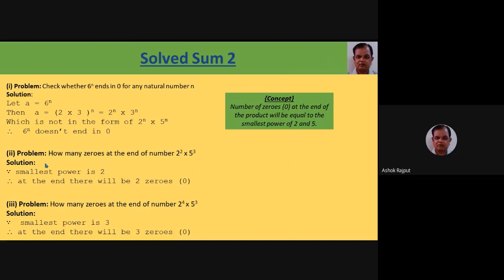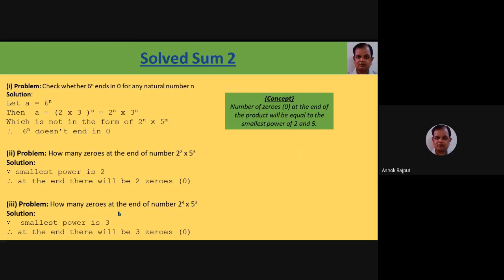Next problem. How many zeros are at the end of the number 2 raised to the power 2, 5 raised to the power 3? I am going to solve this problem also. Smallest power: we are seeing here, it is 2, it is 3, then the smaller is 2. At the end there will be two zeros because our concept is saying this. So we will use our concept in these types of questions. It is very simple, only based on concept.